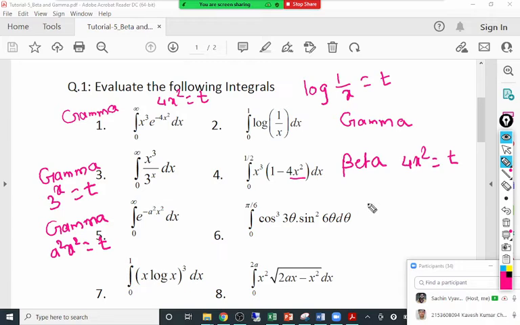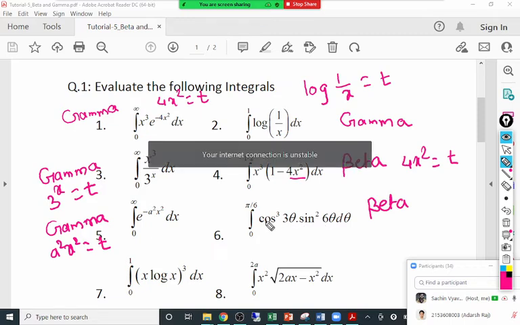Beta. It is a correct identification. We can do it by beta, but it is a trigonometric form of a beta. Remember, it is a trigonometric form of a beta, but it is not yet in a standard form. For standard form, we should have the integral from 0 to pi by 2 of sine raised to p theta into cos raised to q theta. That form should be there.